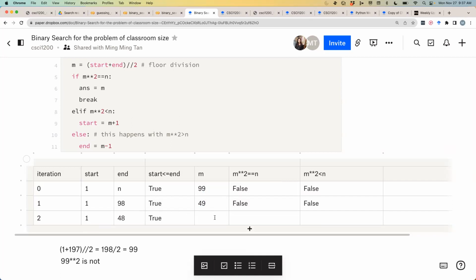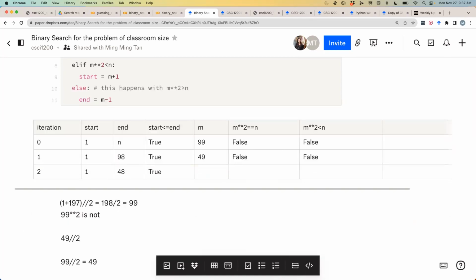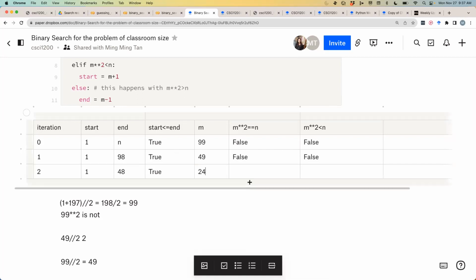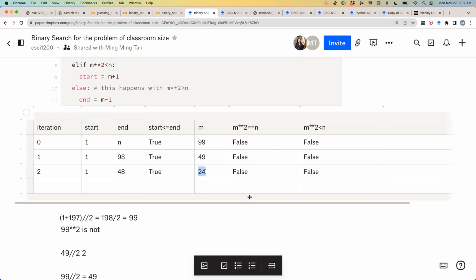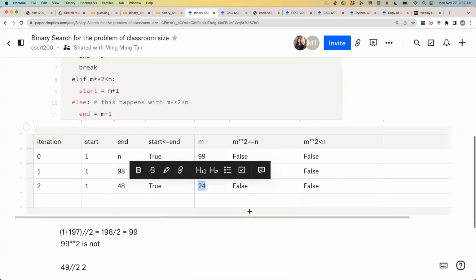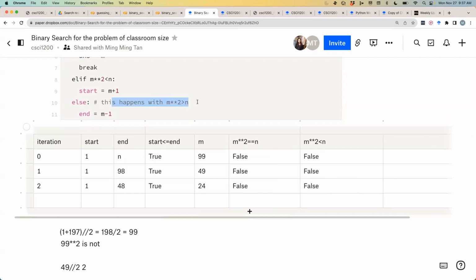And what is the m value? It will be 49 divided by 2, and that will be 24. Is 24 squared equal to n? False. Is it less than n? False. Then I keep moving down. Again, I follow this: when m squared is more than n, I reduce n to n minus 1. So my n here now is 23. I start with 1 and so on.